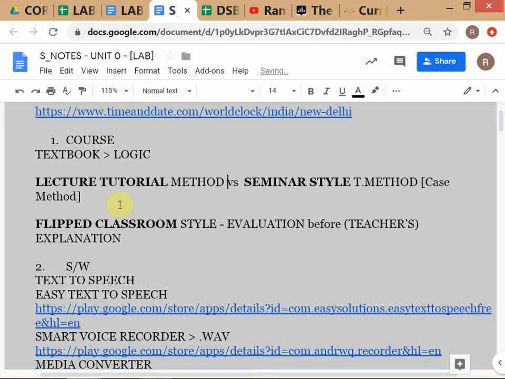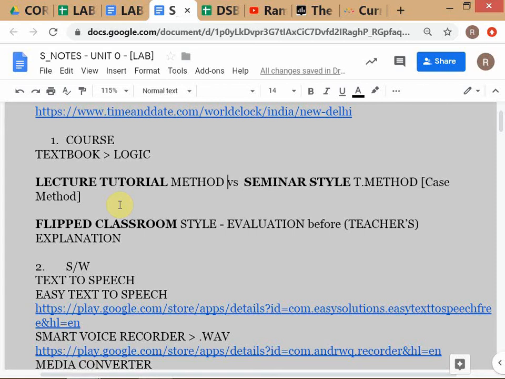The lecture tutorial method is how you've been taught maths in school and college. The teacher comes and tells you, okay, this is what the matrix looks like, these are the rows and columns, this is how you multiply matrices. So it's a lecture format, and then the teacher will give you some problem on matrix multiplication. And if you have a problem solving it, then the teacher will help you out. So that's called the lecture tutorial method. Are you following what I'm saying? Okay. You should be aware of these terms.